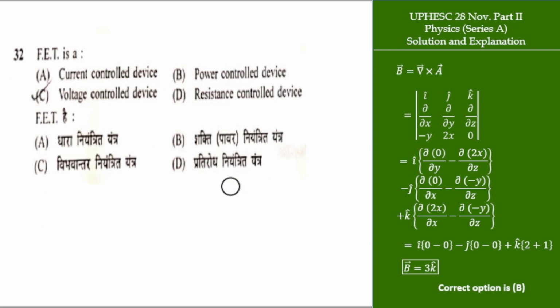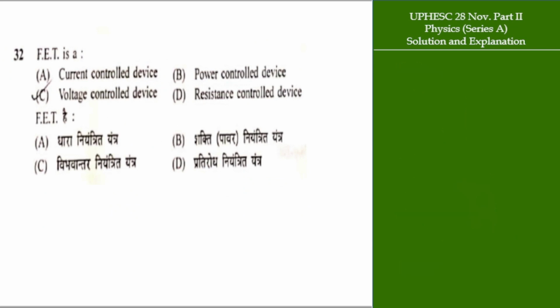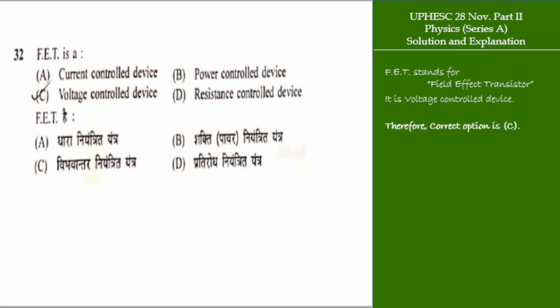Now the next question is related to FET. FET is a field effect transistor and it is a voltage control device. So the correct option is C. It is a direct concept based question. So FET is a voltage control device.